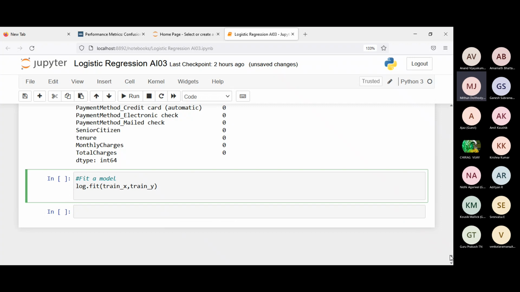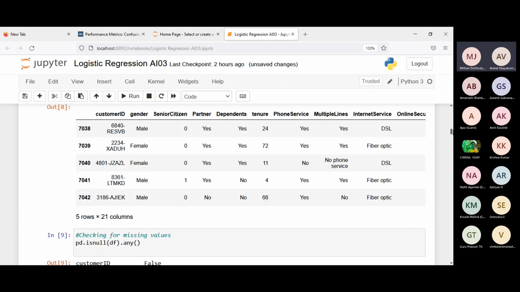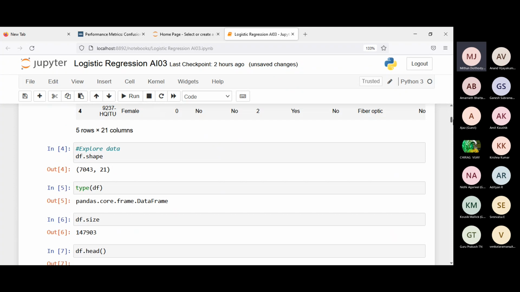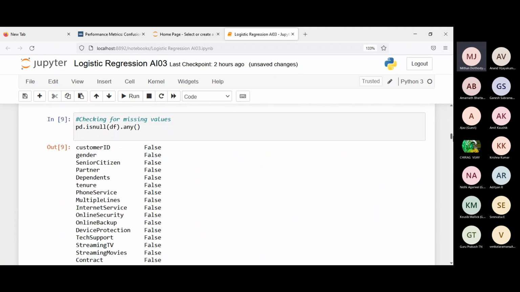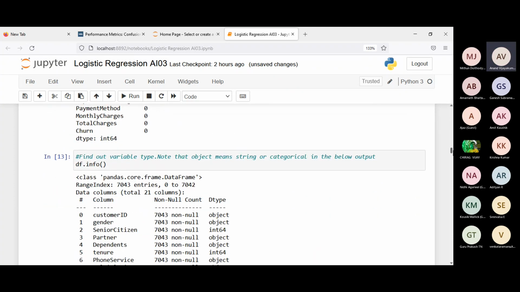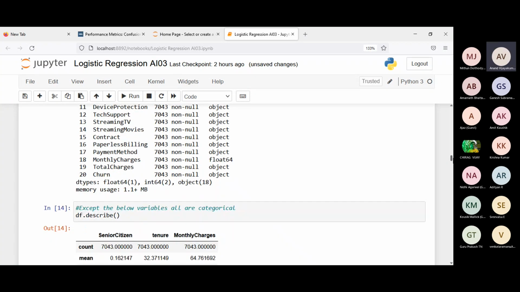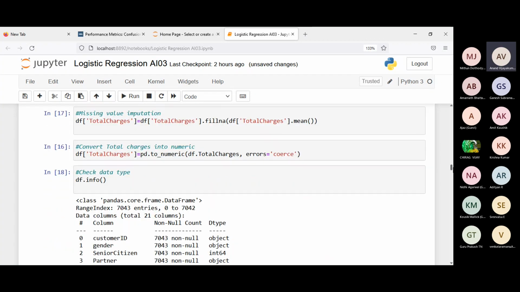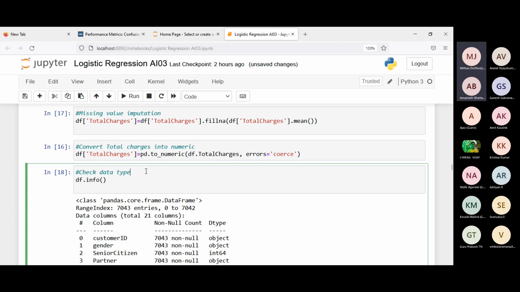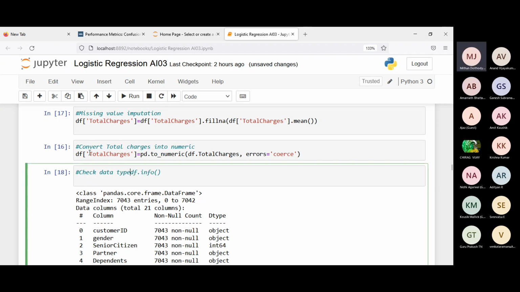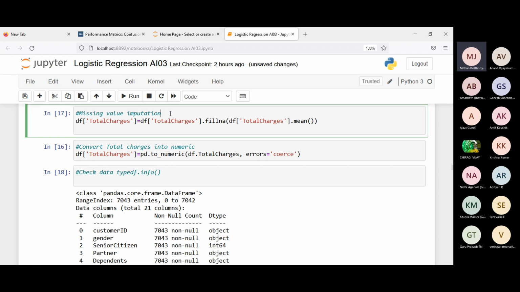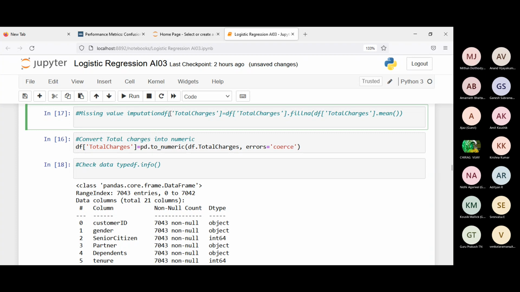You have missed out a couple of steps here. I think this is the one which we need to focus on. Please do this step again: convert total charges into numeric first, and then impute the missing cases, it will work.